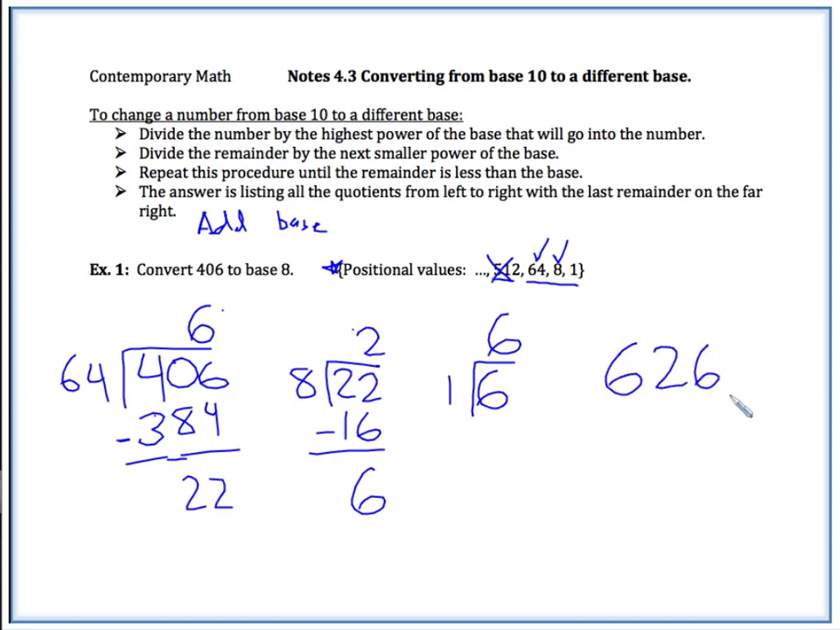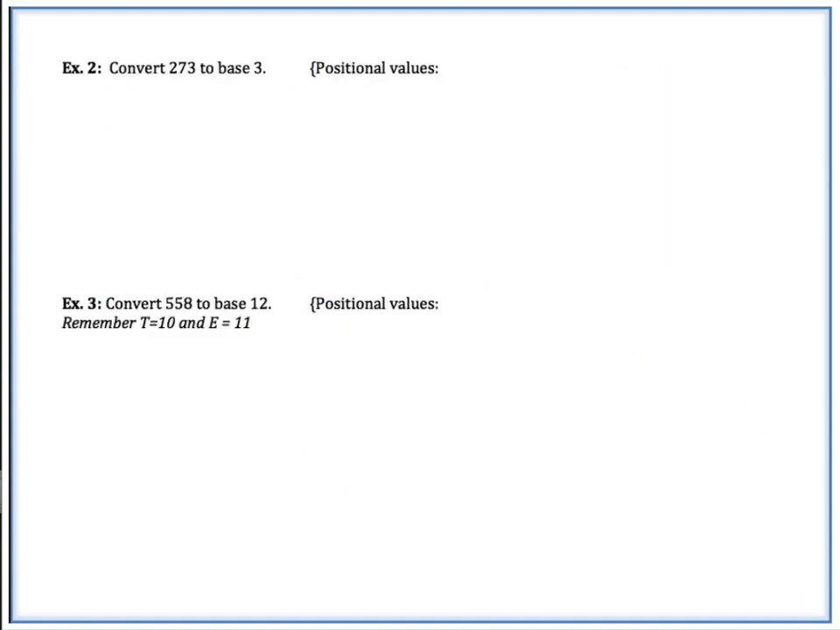626 base 8. So very important that we don't read this as 626 because we don't have 6 100s here, we have 6 64s. So we just say 626, and then don't forget the base 8. If we don't have the base 8 down there, then this wouldn't be a number in base 8. Alright, let's try example 2.